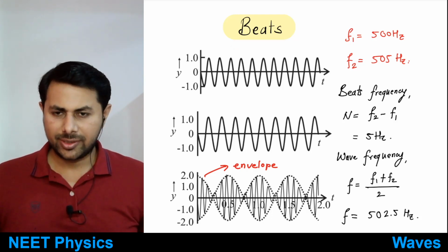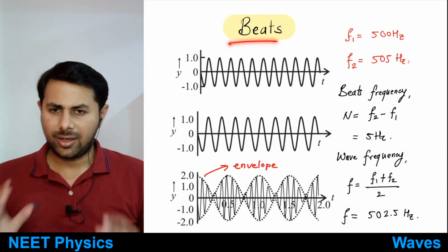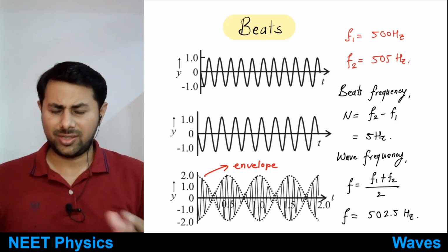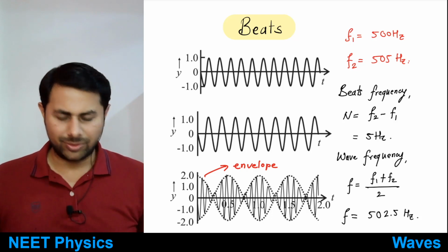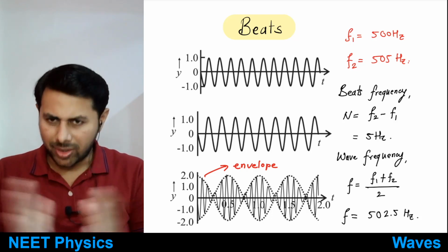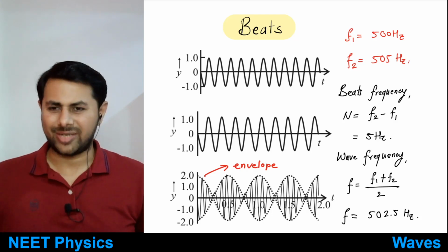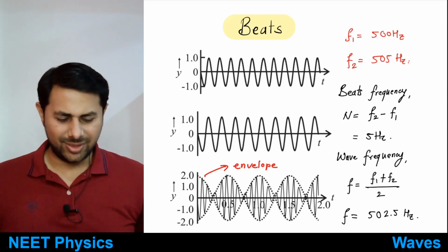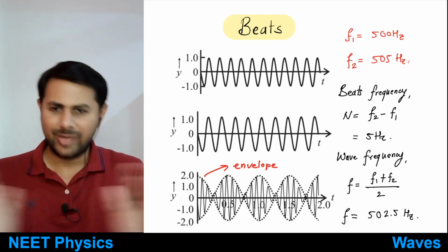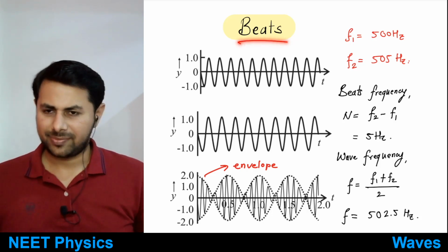So what are beats? Beats are alternate waxing and waning of the sound. So actually it is big sound, then no sound, big sound or very little sound, right? So you know what beats are. Okay, we hear it every day. I mean, you must have heard beats on DJs, right? So big sound, no sound, big sound, no sound, that is beats.